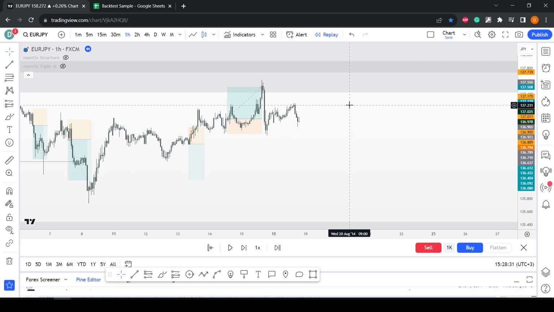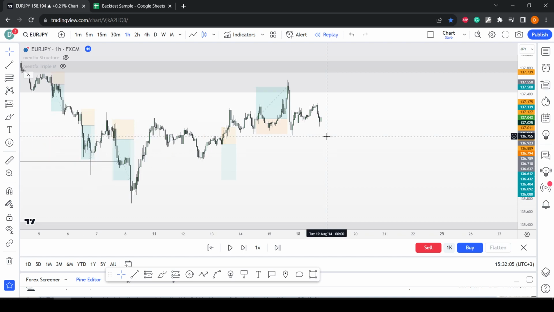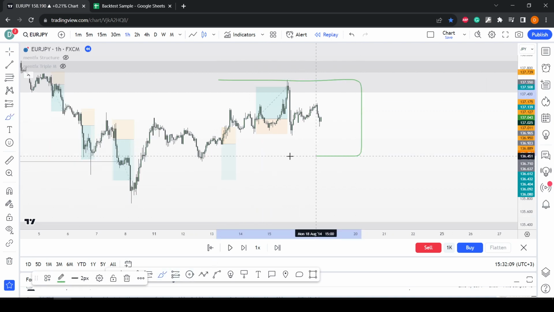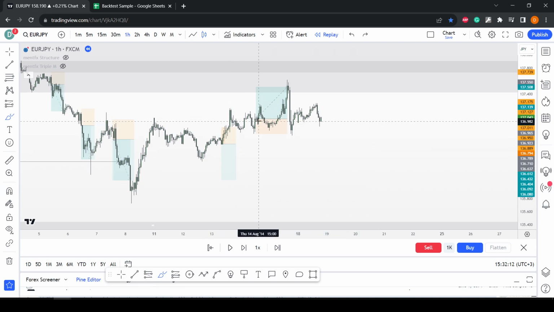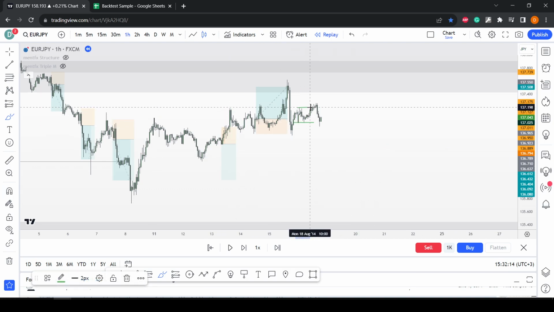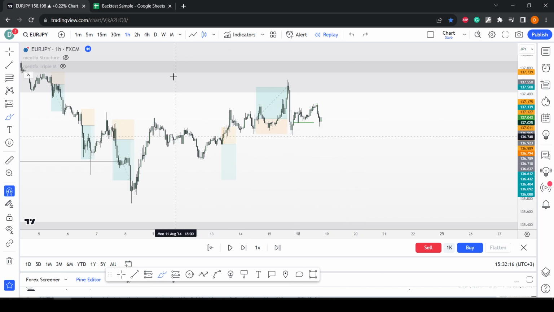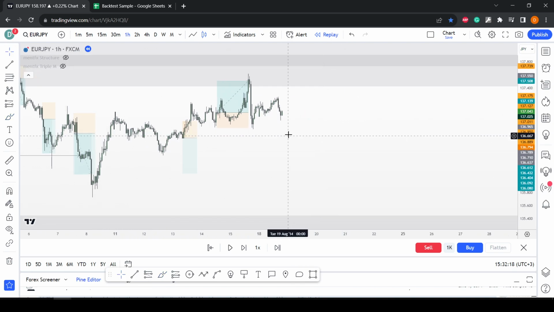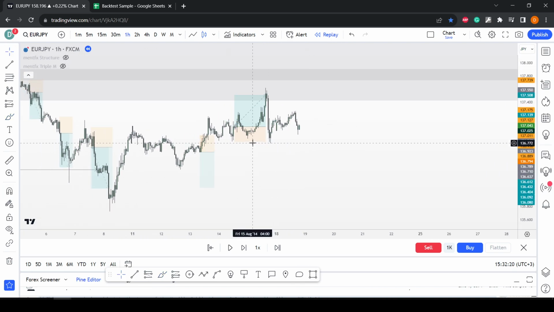Let me take a small pause. Okay, so let's continue. And yeah, we are definitely having some kind of distribution here, so a bit weak, you know, fractal structure is not holding, so just expecting it to continue, and now waiting for the break of this before the entry.